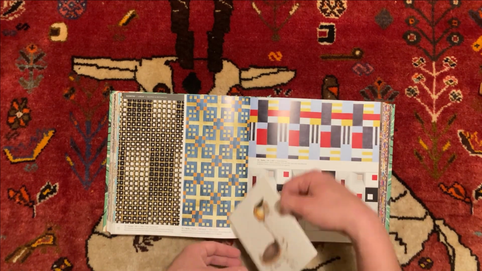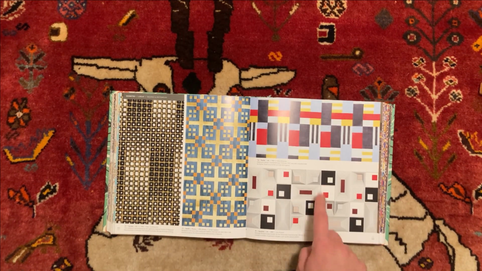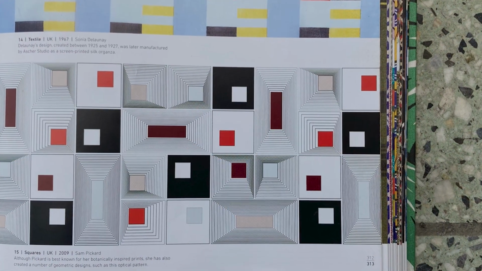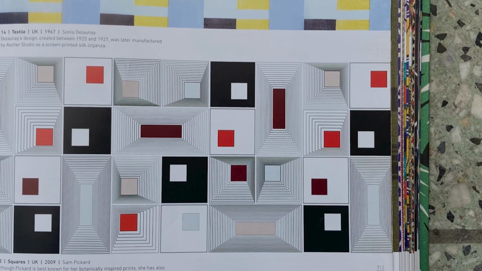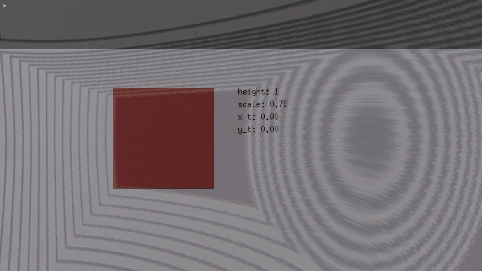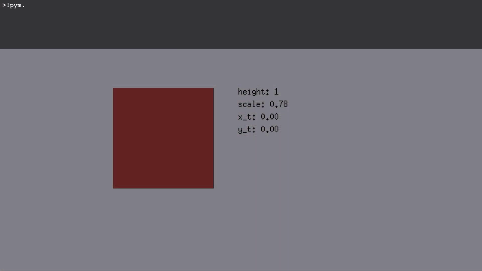But anyway, let's take this one. It's called Squares, and it was created by Sam Pickard. As we can see, there are squares and they are grouped into some kind of pyramid objects. So I've implemented a digital version of such a pyramid object.